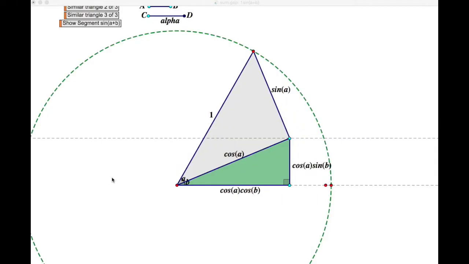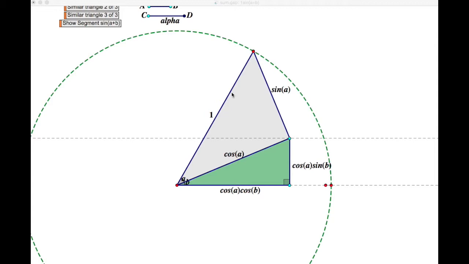In this video lecture, we will be determining the sum of angles identity for sine and cosine. To start, we created two triangles within a circle of radius 1. Right here is our radius of 1, and then we have the green dotted circle. The first triangle highlighted is gray, and the hypotenuse is the radius. So our radius is 1 again.